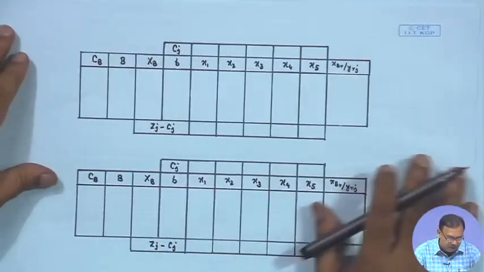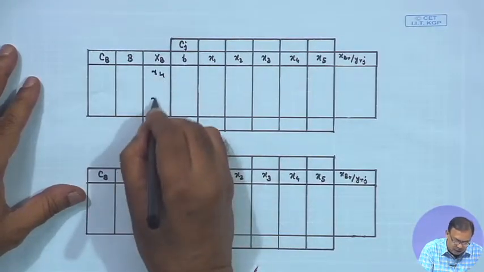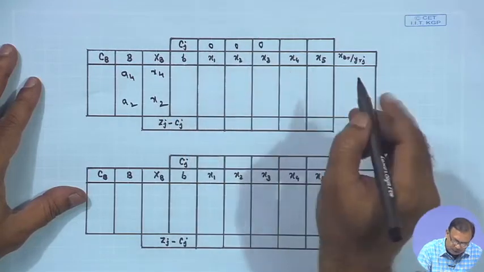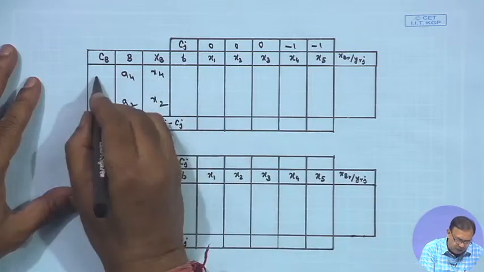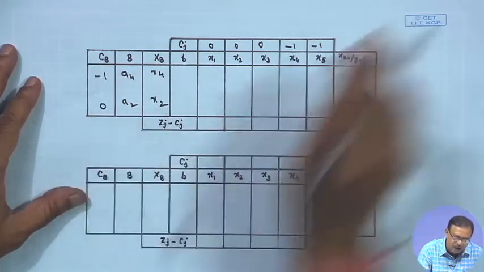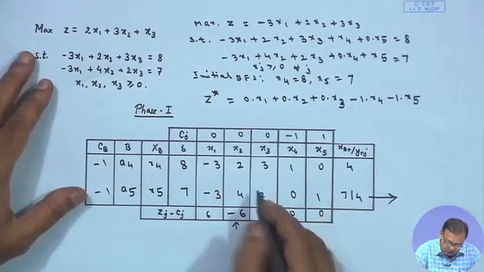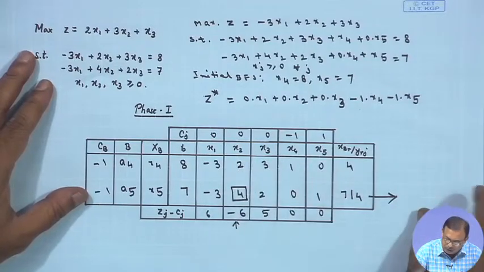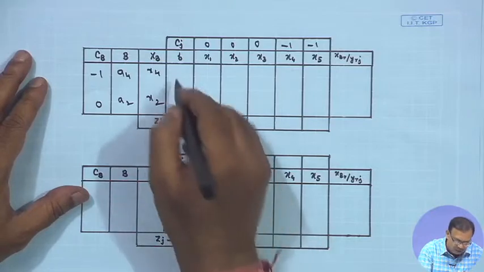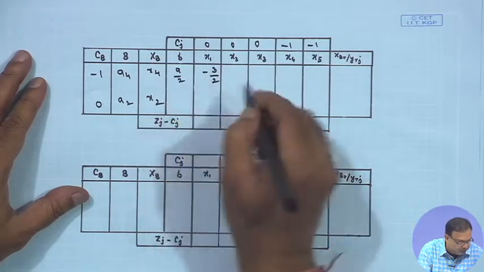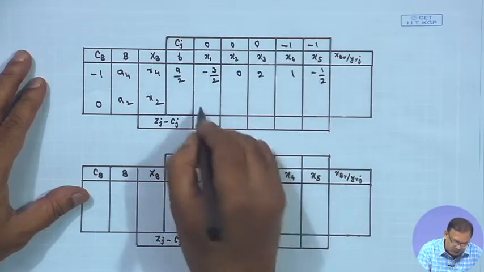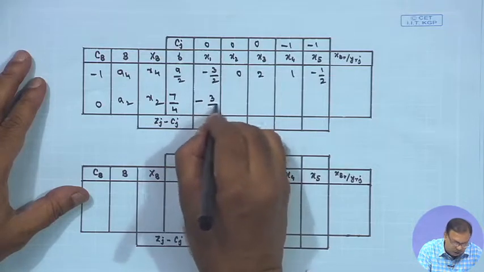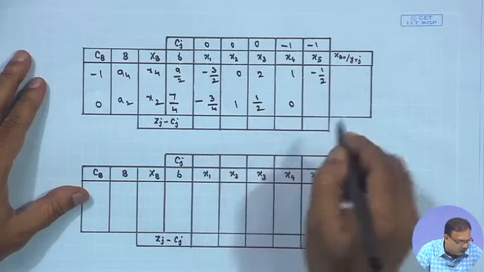So, you will obtain the table like this. x 4 will be as it is, you will have x 2. So, here you are writing a 4 and a 2, here it is 0, 0, 0, minus 1 and minus 1, x 4 coefficient is minus 1, for x 2 it is 0. Sorry, in this case your pivot element was 4, that means I have to make this element 1 and all other elements of this column 0 by manipulation of the rows. So, if I write down directly, I will obtain 9 by 2, minus 3 by 2, 0, 2, 1, minus half. For this case, you will obtain 7 by 4, minus 3 by 4, 1 half, 0 and 1 by 4.